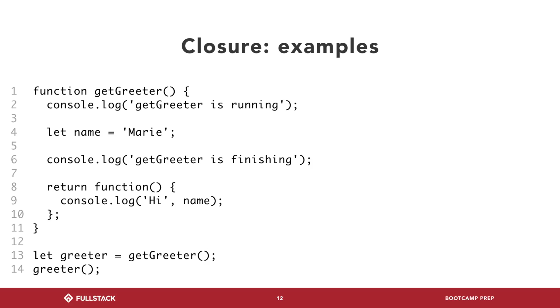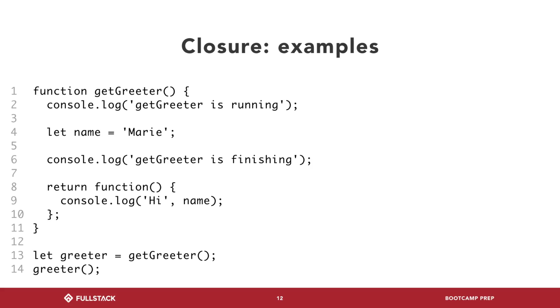So here we're creating a function called getGreeter, and we're console logging a few things to let us know where in the code we are. On line 2 we console log "getGreeter is running." On line 4, we create a variable called name equals Marie. On line 6, we say getGreeter is finished running, and on line 8, we return a function that console logs "hi name."